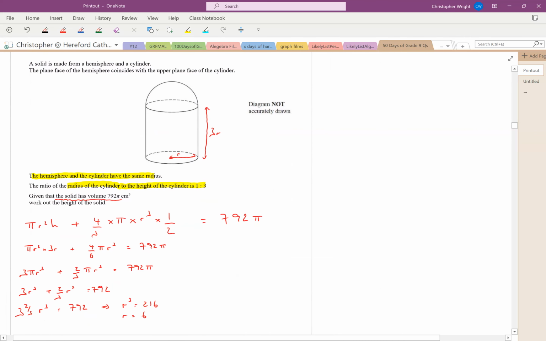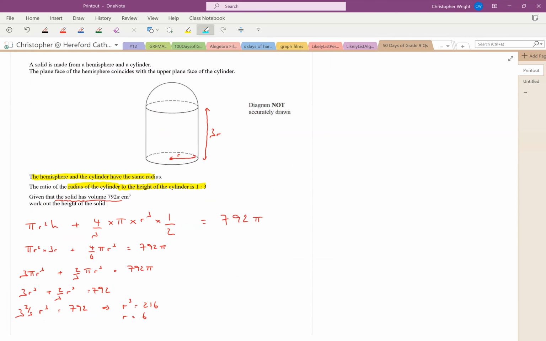Now, it's easy to make a mistake here. Do you see here that it says work out the height of the solid? Now, the height of the solid is this length here. It's from the top of the solid to the bottom. So it includes up to here, which is 3r, and then that bit there, which is the radius in the hemisphere, isn't it? Another r.